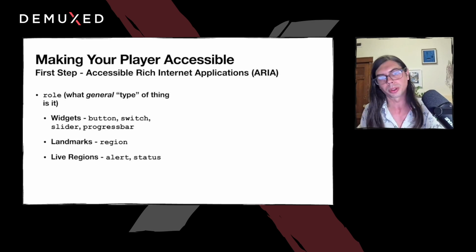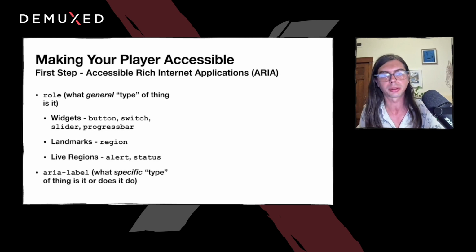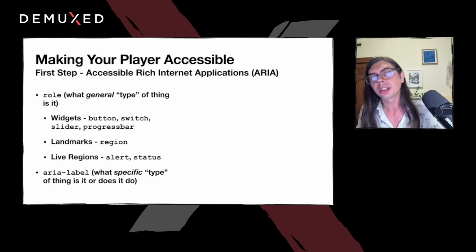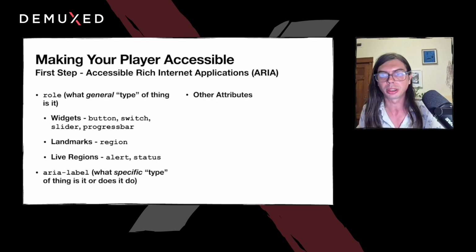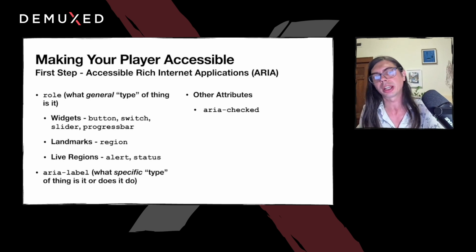The second most important attribute here for ARIA is what's called the ARIA label. Again, this could be inferred, but we're going to talk about the concrete label. This tells us the specific type of thing something is or what it does. So while we might have a role of button, we might have an ARIA label of play, and that tells the screen reader that it is a play button. Okay? In addition, there are some other attributes that are going to be specific to particular widgets. For example, we've got things like ARIA checked, which would be used by, say, a switch or a checkbox to tell us whether it's on or off or checked or unchecked. We have other ones like ARIA value now and ARIA value text.